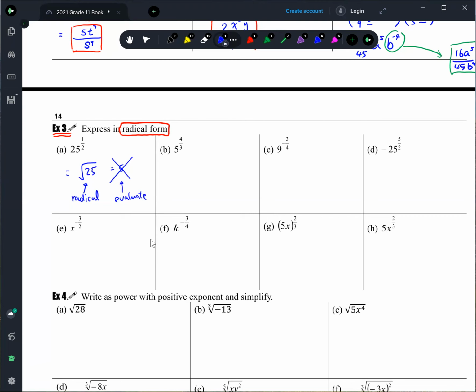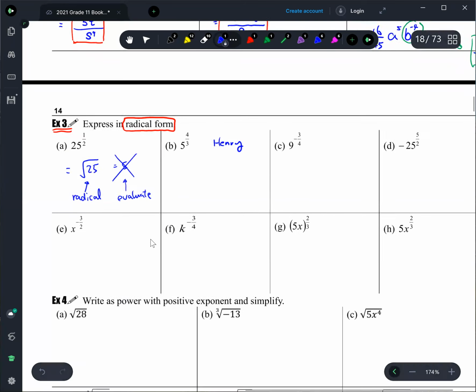All right, so let's go over the answers. Okay, I'll just write the, okay. Henry, can you do question B? Do I just say the answer or write it down? Yeah, write the answer on the screen. Okay.